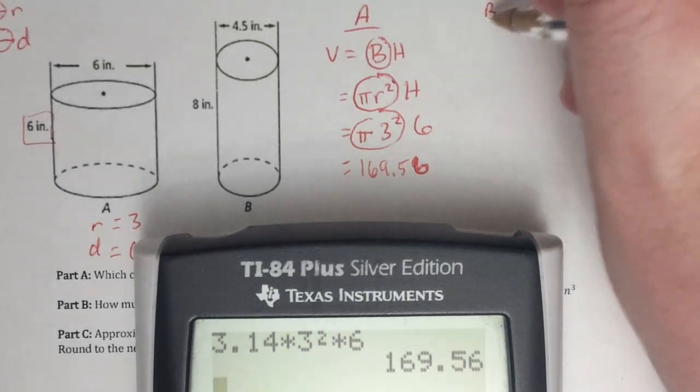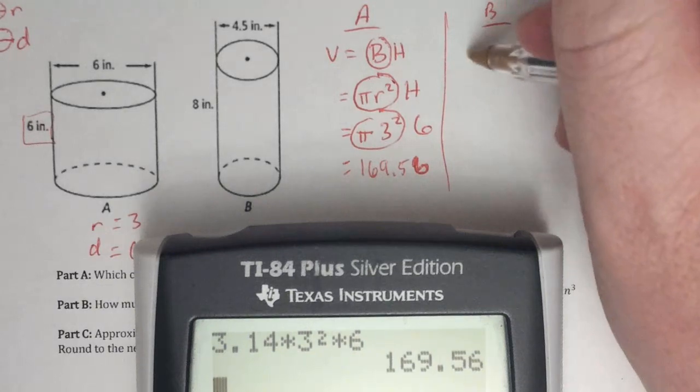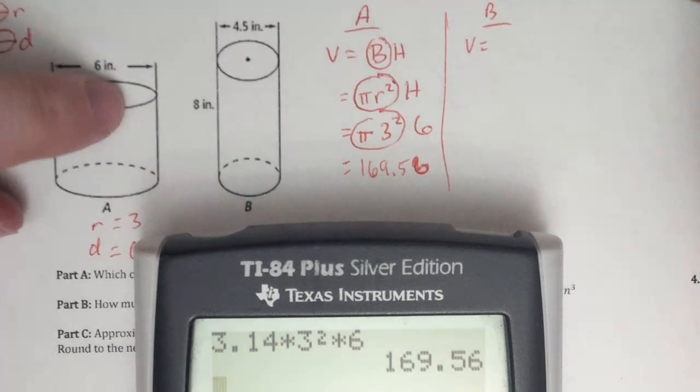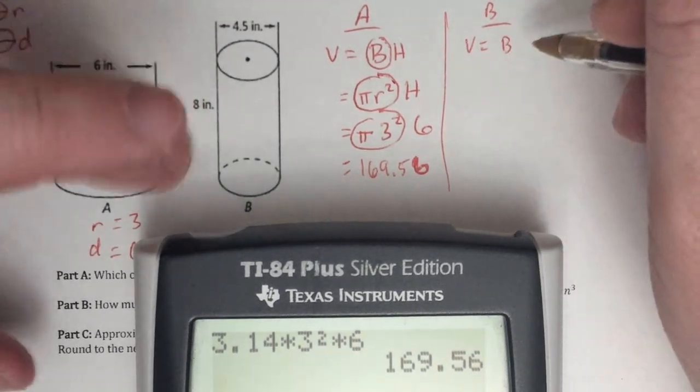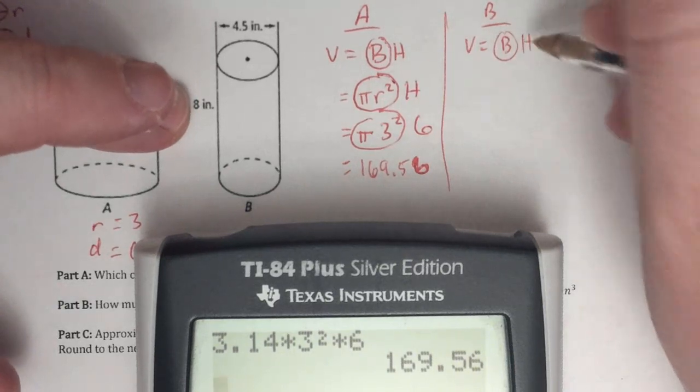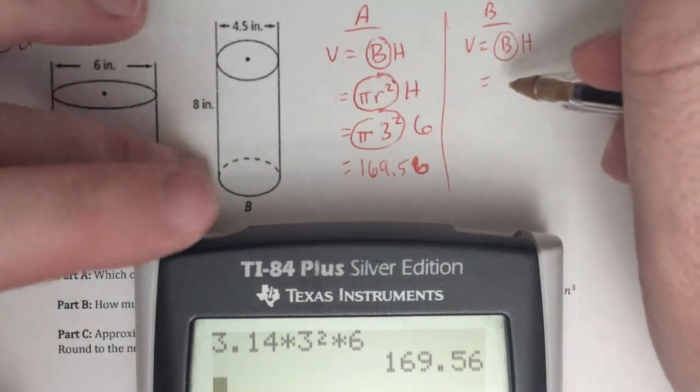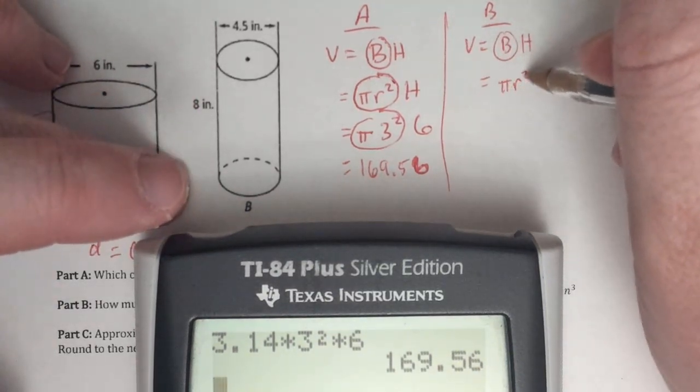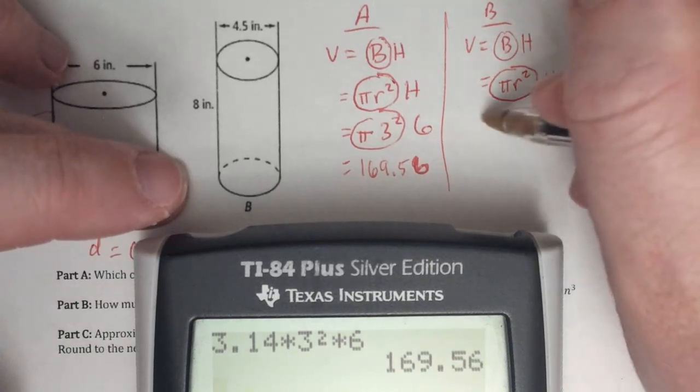Now let's go find the volume of B. So same thing. This is also a cylinder. So a prism is base area times the height. What shape is the base? That is a circle, so that's pi r squared times the height.